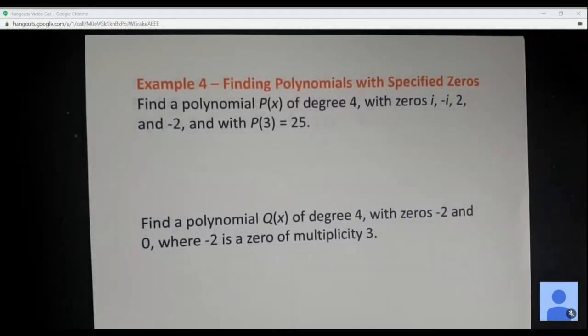Now we're going to work backwards. Okay, so they're actually listing out what the degree is and what all of our zeros are, and we're going to see if we can actually find the polynomial from that.